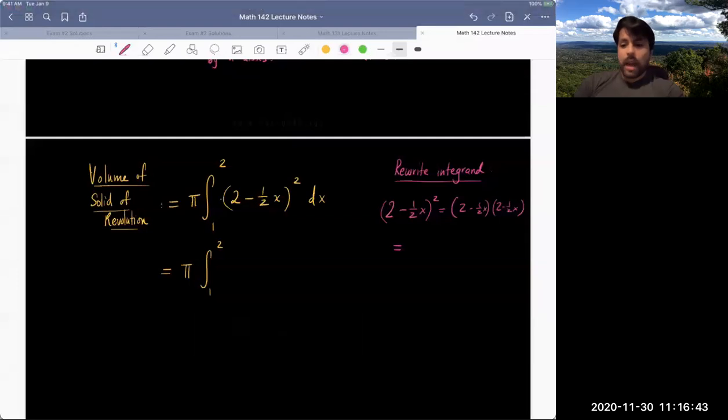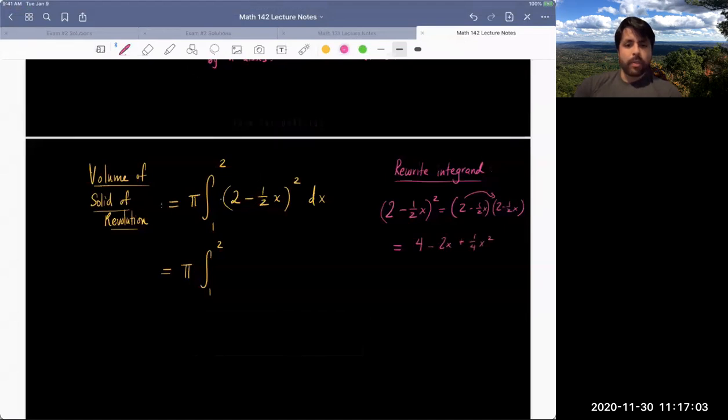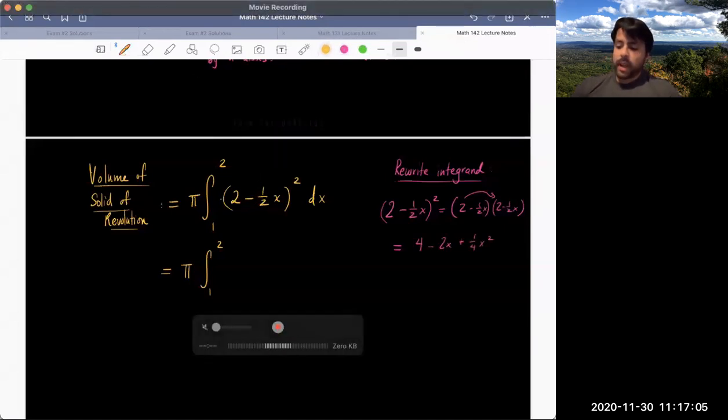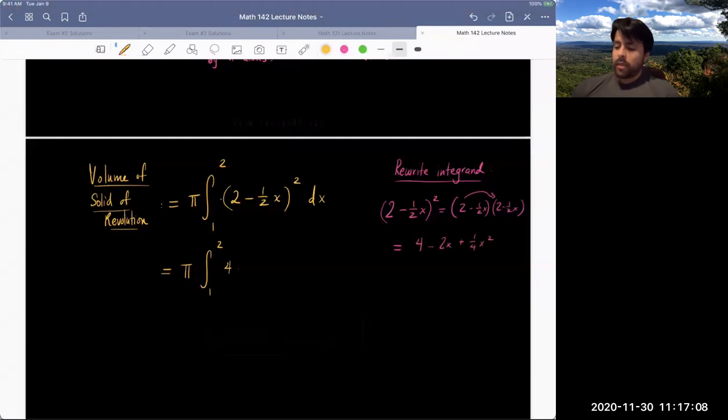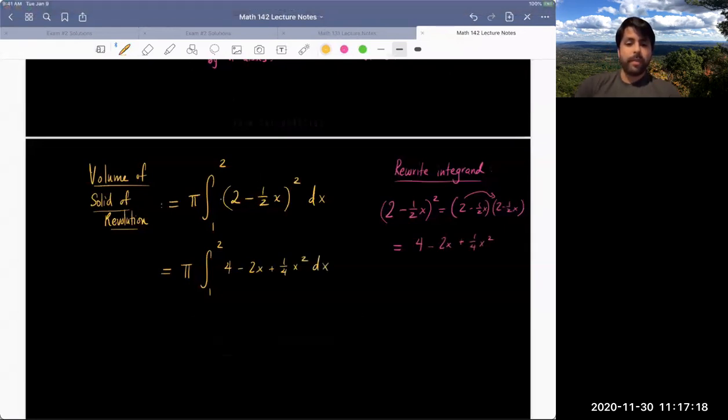So when we FOIL, what happens? First term, you get the 4, and then you get double the inside and outside, so you get 2x, and you get plus 1/4 x squared. So I think Kirk got that, and David got that as well. So good. That's the most important step behind this whole process, rewriting the integrand so that I could apply the anti-differentiation rules that we learned.